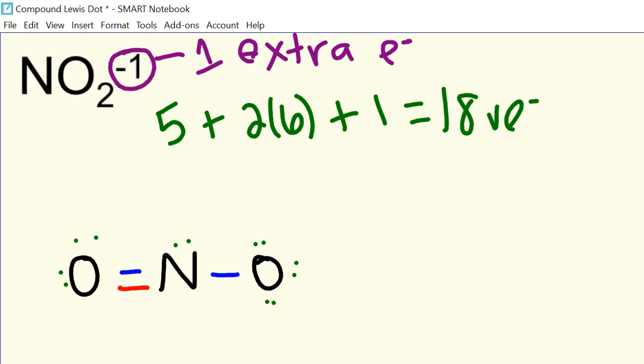We have reached the number that we need, but we have that extra electron, right? And to denote the extra electron, we must use those brackets. And we must put a charge. Since it's 1 extra electron, it's 1 negative sign. And that's how we draw Lewis dot structures for different compounds.